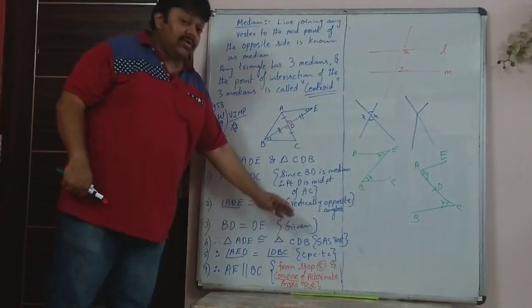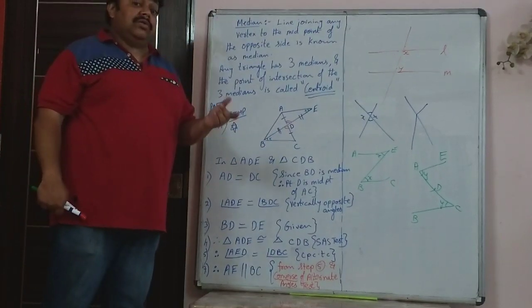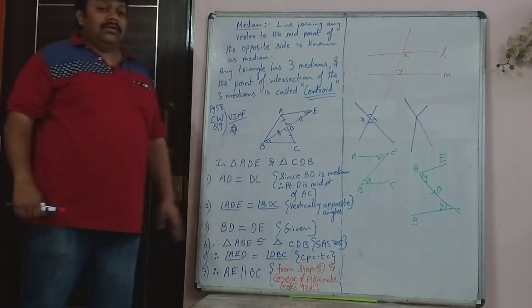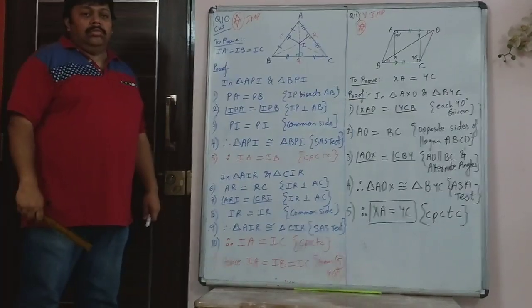Then you have to know that you have to use alternate angles and write the word converse of alternate angles test when you're proving lines are parallel. So please copy this. We will go on to the next sum.